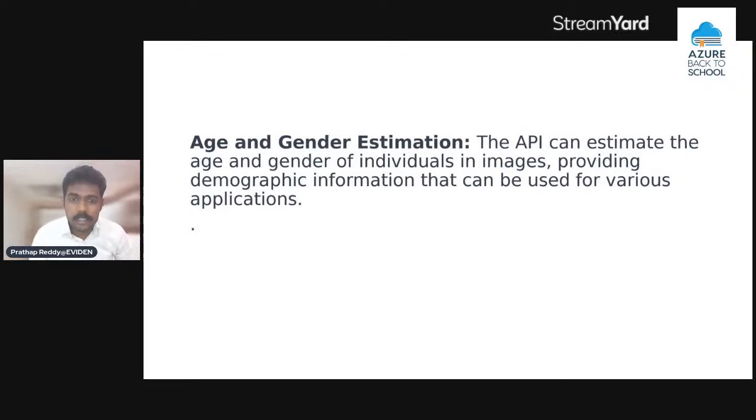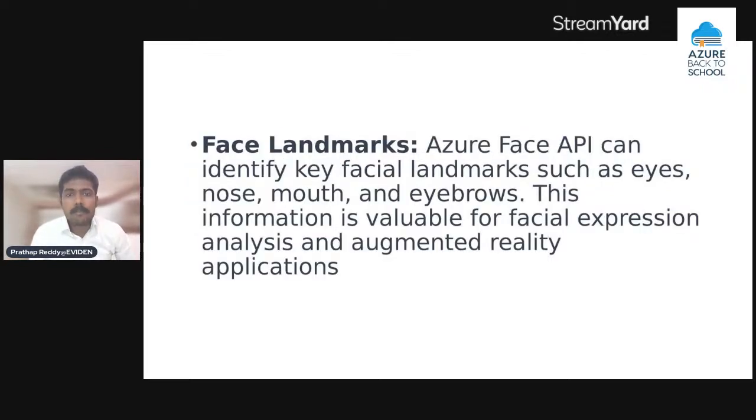Okay, and moving to face landmarks. Face landmarks means, for example, nose, mouth, lips, eyes, skin, and hair, and everything they can detect. Here you can see the Face API can identify facial landmarks such as eyes, nose, mouth, and eyebrows.